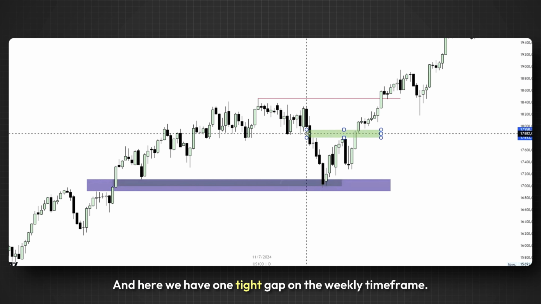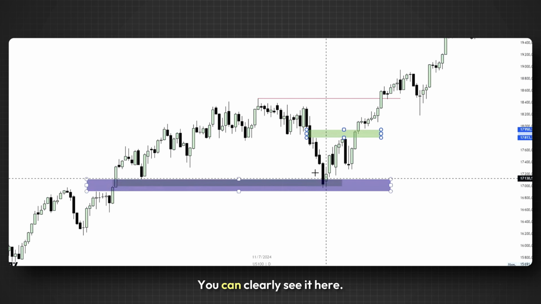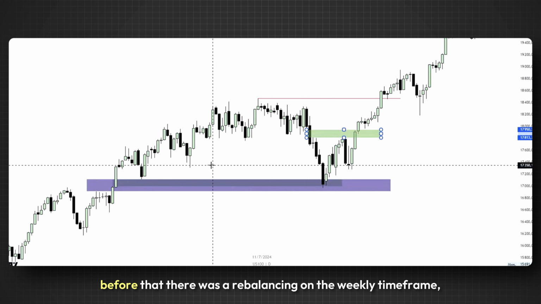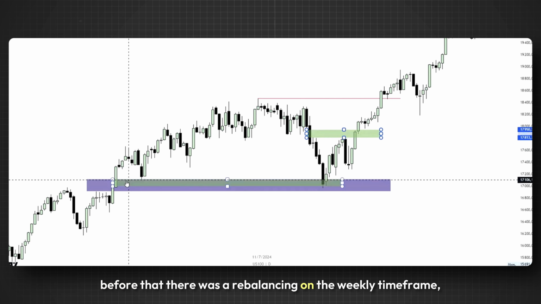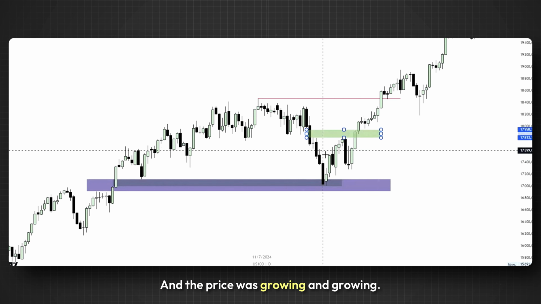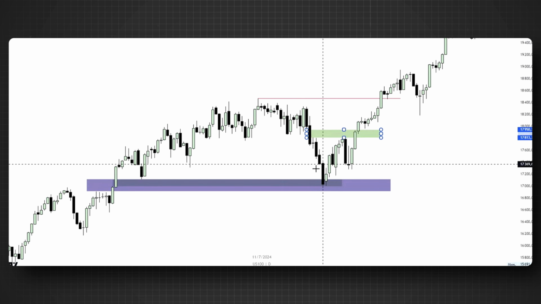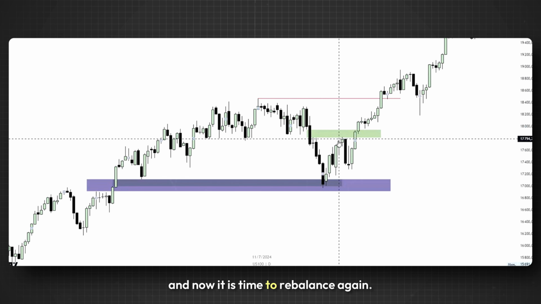And here we have one tight gap on the weekly time frame. You can clearly see it here. At some point the price was growing; before that there was a rebalancing on the weekly time frame, and the price was growing and growing. And here, from this week to here, there were no gaps. And now it is time to rebalance.